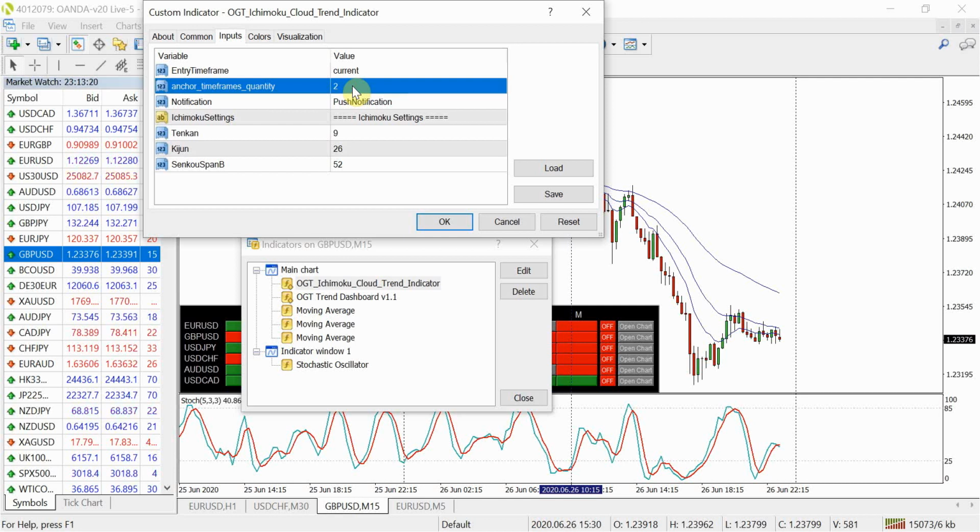In this case, I've set it to 2. My favorite is 2. So it is looking at the 30-minute and the 1 hour. And if price is below the cloud on those 2 time frames, every time price breaks out of the cloud on the current time frame, the 15-minute, it gives you a signal.